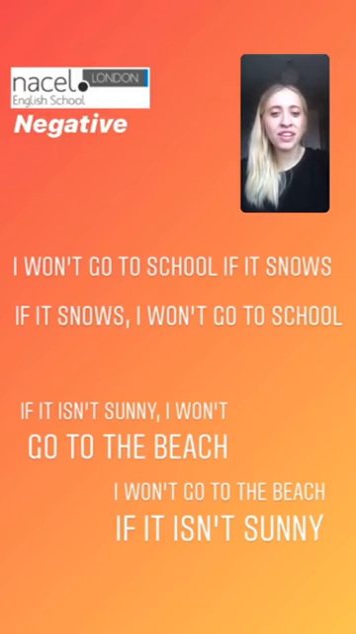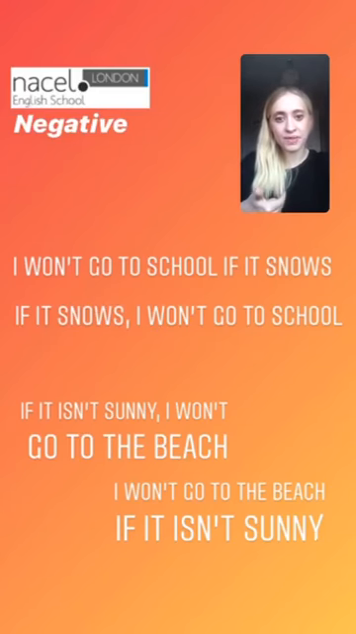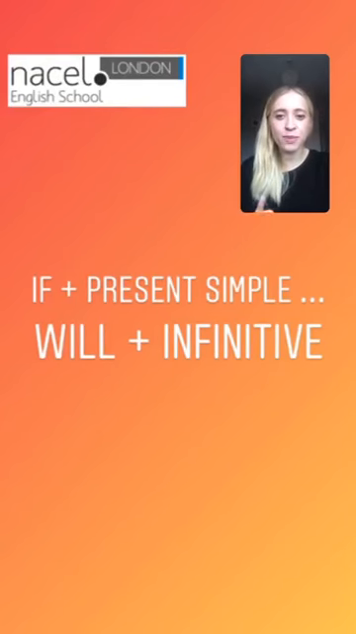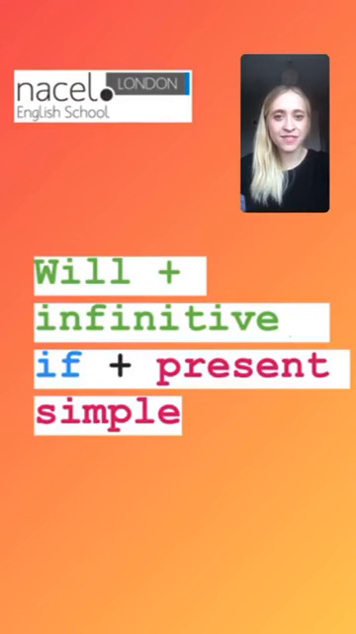Okay, so there you have it. You now know how to create a first conditional sentence starting with if, or the opposite starting with will. So we have if plus present simple plus will plus infinitive, or the opposite, will plus infinitive plus if plus present simple. Okay, we're going to do a short quiz.